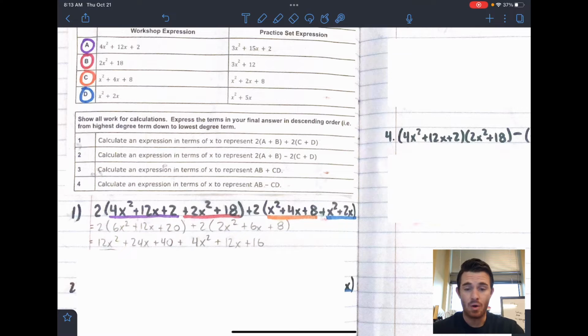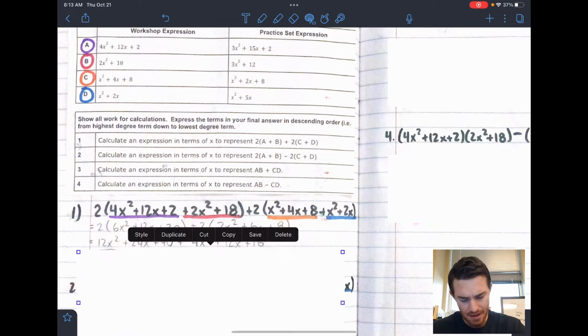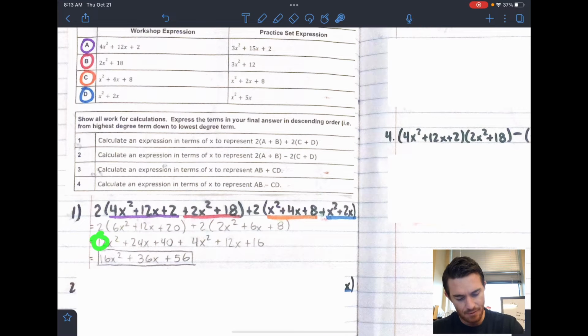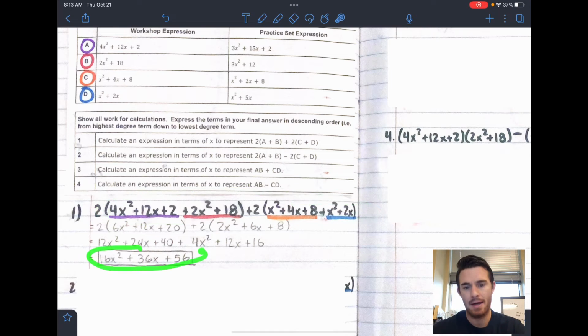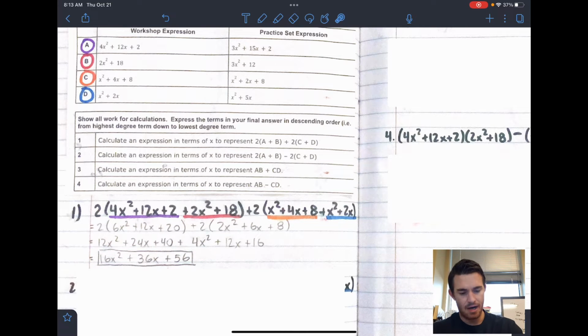And then again, I'm going to try and simplify. So we've already done the multiplication. Next step in PEMDAS is addition and subtraction. So I'm looking for those like terms. So here's some x squareds. If I combine those, I have 12 plus 4 gives me 16x squared. 24 plus 12 gives me 36x, and 40 plus 16 gives me 56. And there's my final answer. So we went from this big, ugly thing up here down to something a lot more manageable, smaller, and neater. All right, so there's the first one.